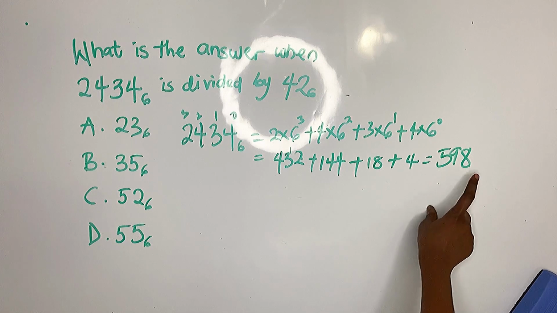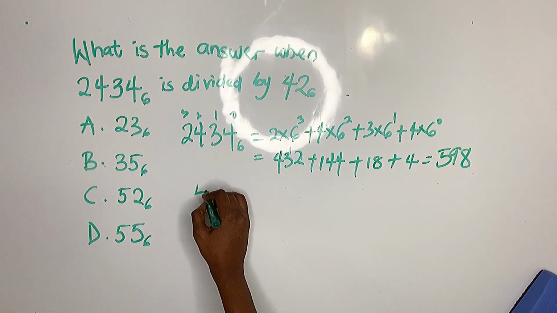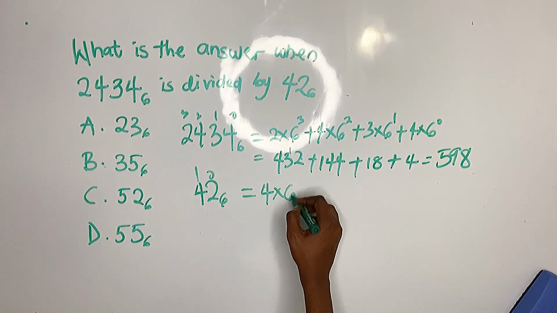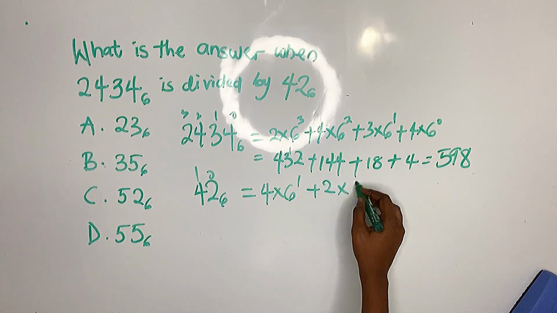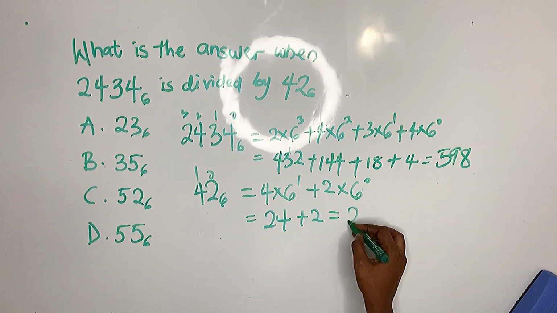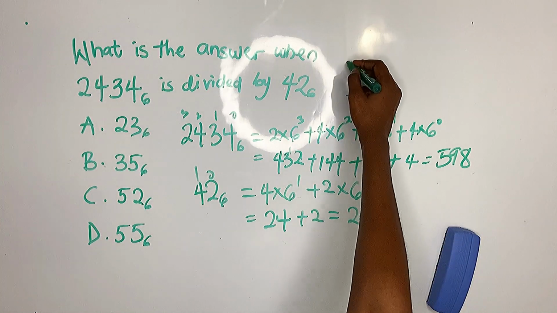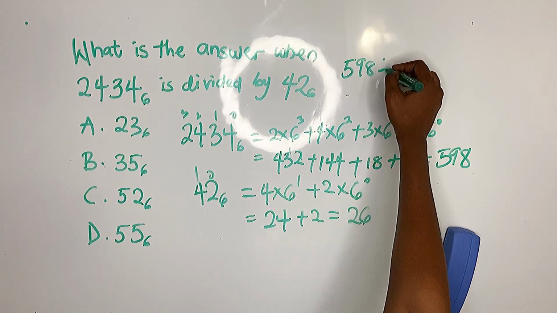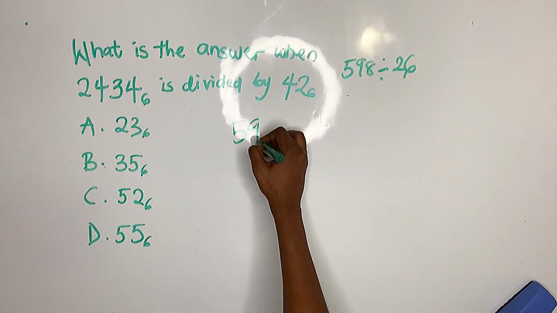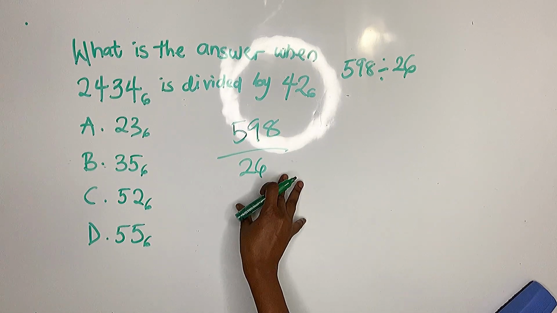So now that we have our bigger number converted to base 10, we can convert our 42 also to base 10. 0, 1. So we have 4 times 6 to the power 1 plus 2 times 6 to the power 0. This is 24 plus 2, which is 26. Okay? So now we can do our division. Our division has now become 598 divided by 26. So you can use your short division method to solve this, maybe perhaps if you don't have a calculator, but I'm assuming that you have a calculator for this question, okay?